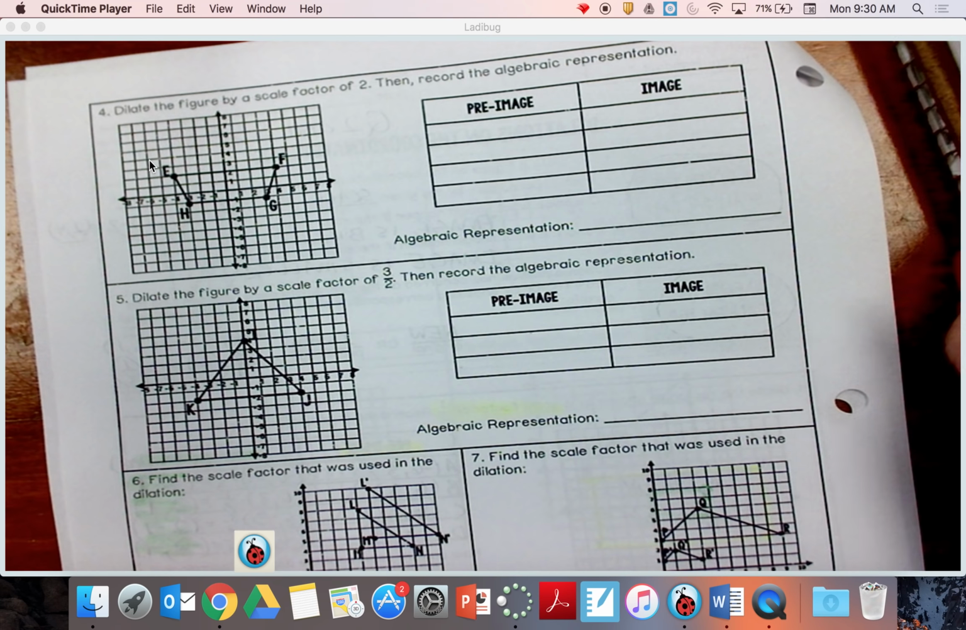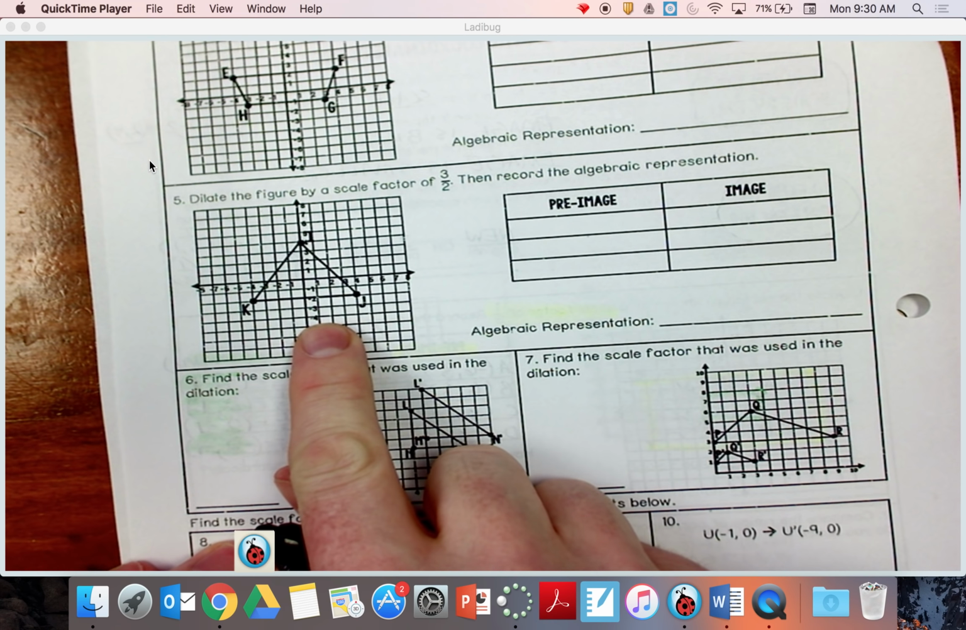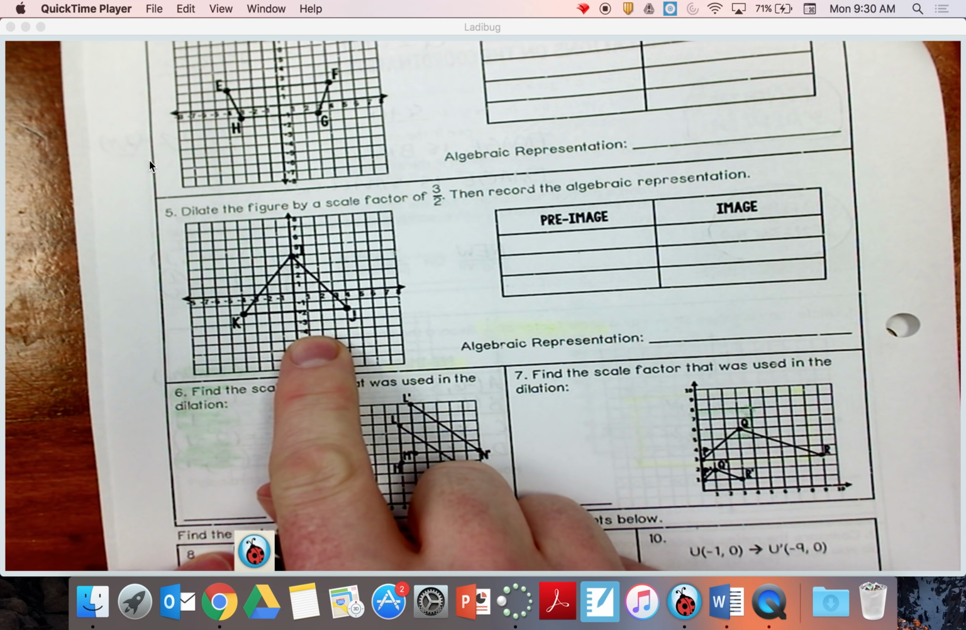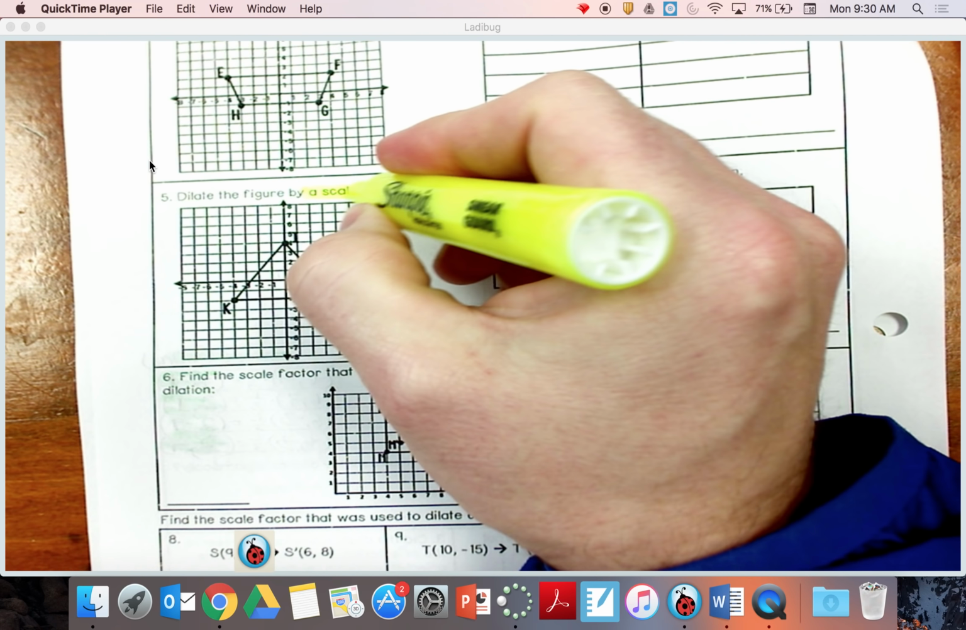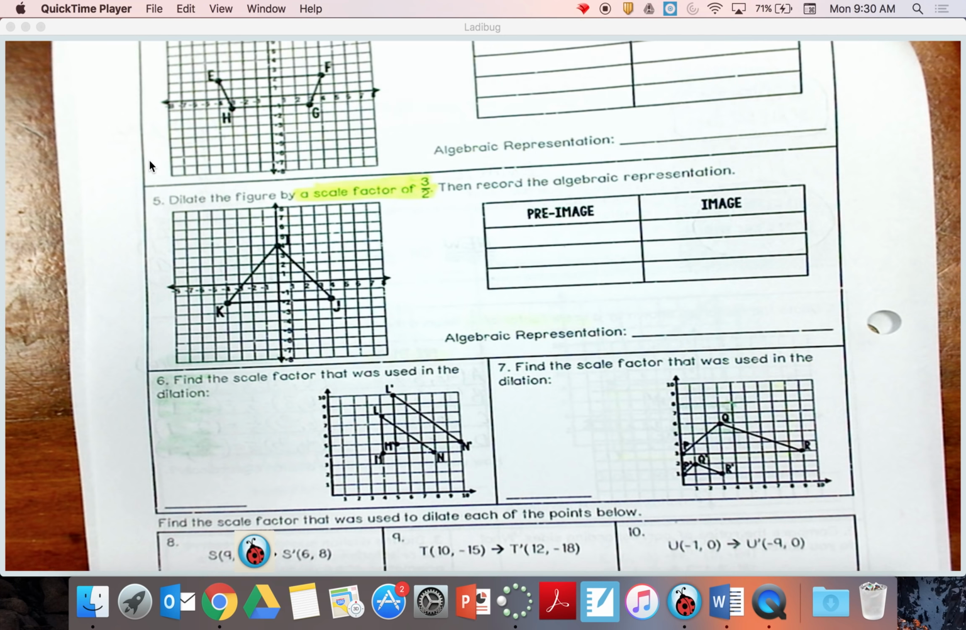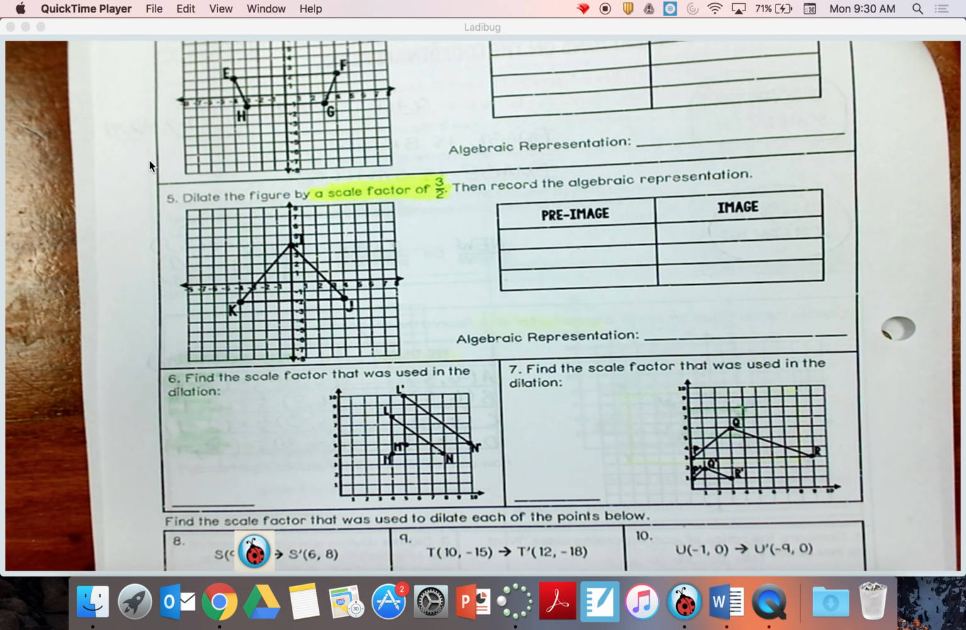Let's look at one more example of this one here. If you flip over to the second page here, let's look at one that's going to be dilated. Let's do number 5 here if you need this one. This one is just a triangle. And so this is also giving us the scale factor. So we know that we need to take that scale factor and we're going to multiply it by each one of these points.